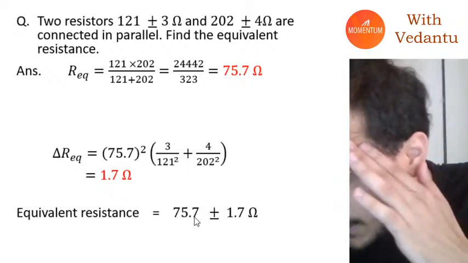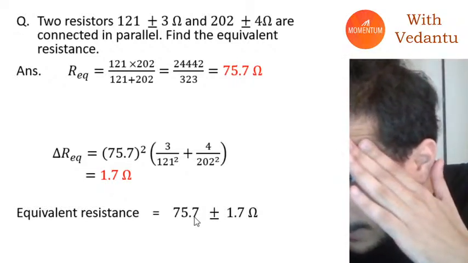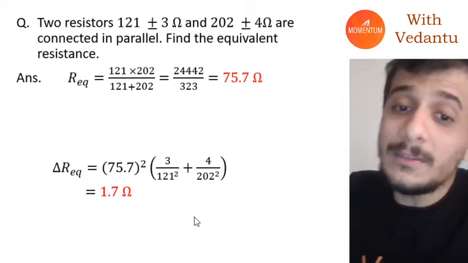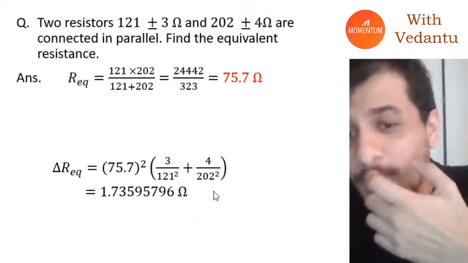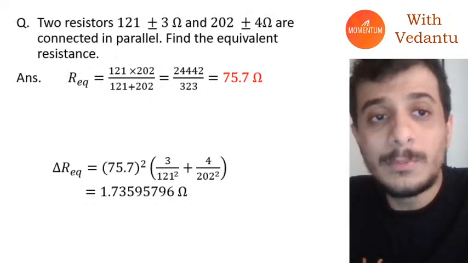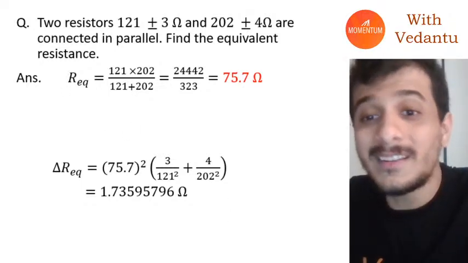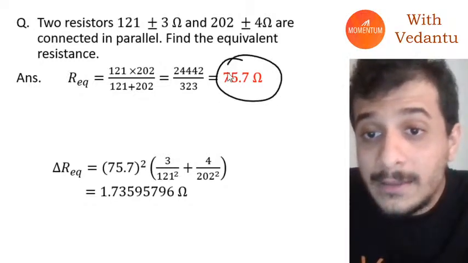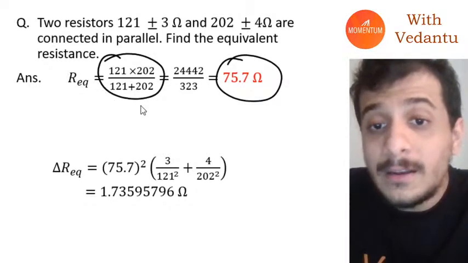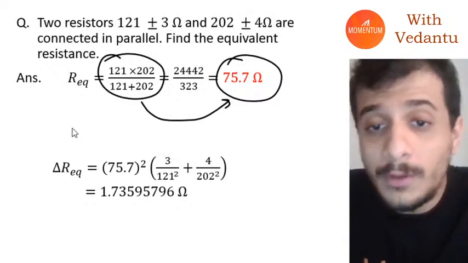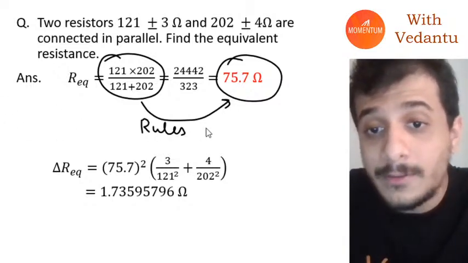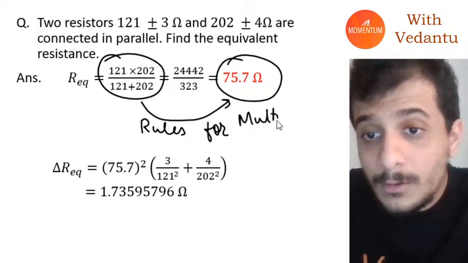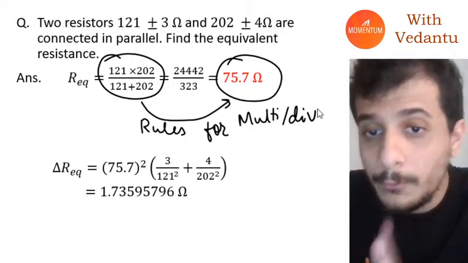Siona Agarwal asks, sir, why not the same number of significant figures? See, Siona, these are just rules that you have to remember. While doing this, you are doing multiplication and division, so you have to use the rules for multiplication and division.